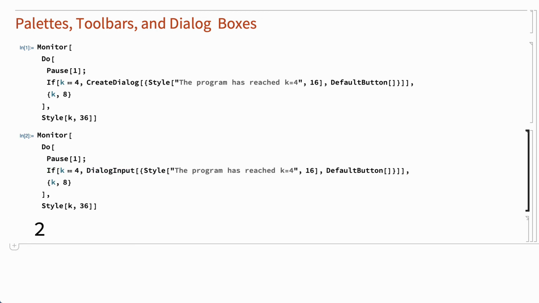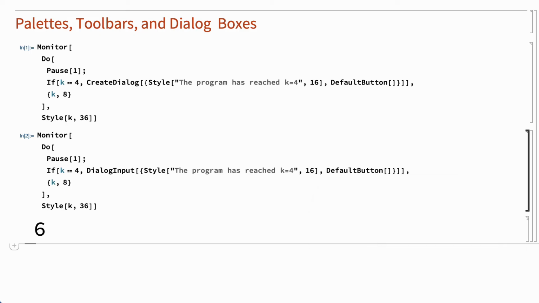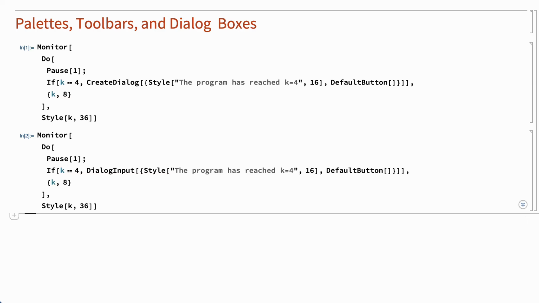An essential difference between CreateDialog and DialogInput is that the dialog box created by DialogInput is a blocking dialog, which means that evaluation is blocked until the dialog box is closed. This program, for example, stops running when the dialog box appears and then continues when the dialog box is closed. Blocking dialogs are typically used when input from the dialog box is needed before a program can continue.